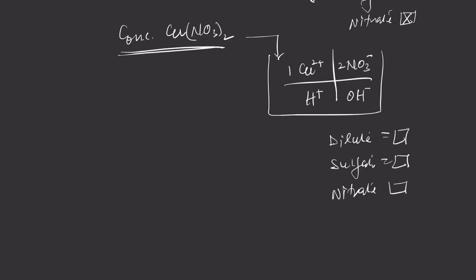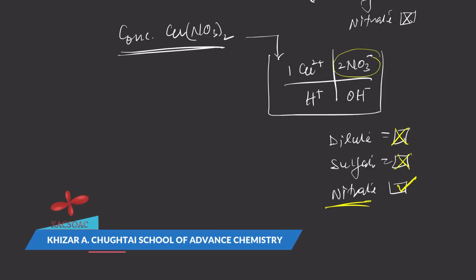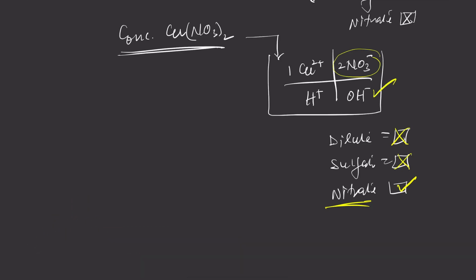There is no dilute solution, that is a concentrated solution. There are no sulfate ions, but there are nitrate ions. So in case of nitrate and sulfate, the winner will be OH- ion. Simply it means, once again, due to the presence of the nitrate ion, which has very low or poor reactivity in the reactivity series, the winner will be OH- ion.